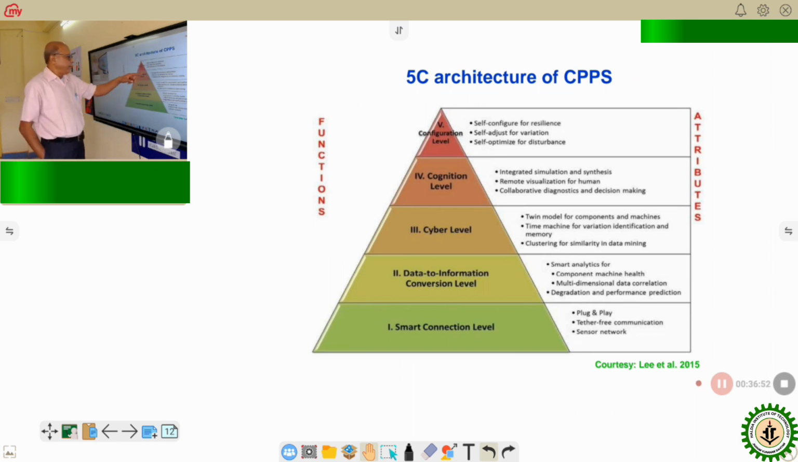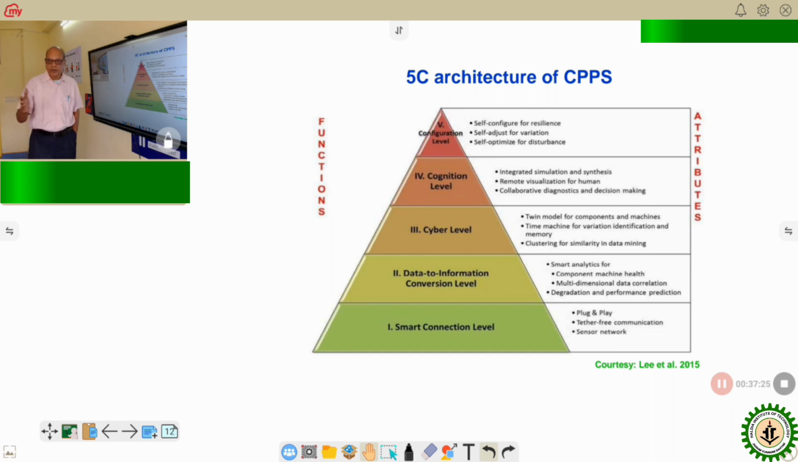This is also very popular to depict the hierarchy of different activities which are captured by the 5C. This work is credited to Lee et al. in their paper in 2015. So first, to start with, the smart connection level. At the software level, the sensors and the IoT devices can be connected to the different components to monitor or to gather information about the processes.